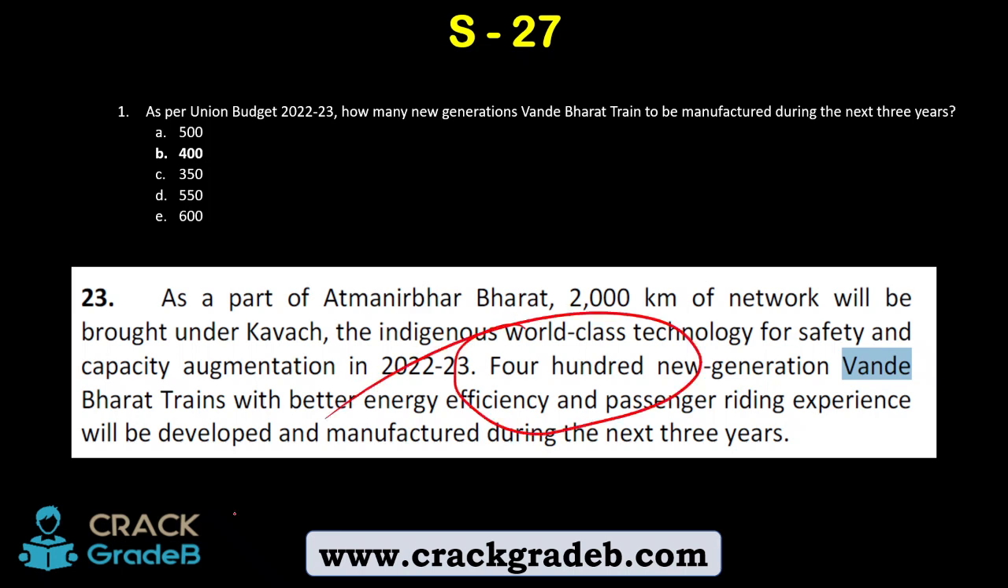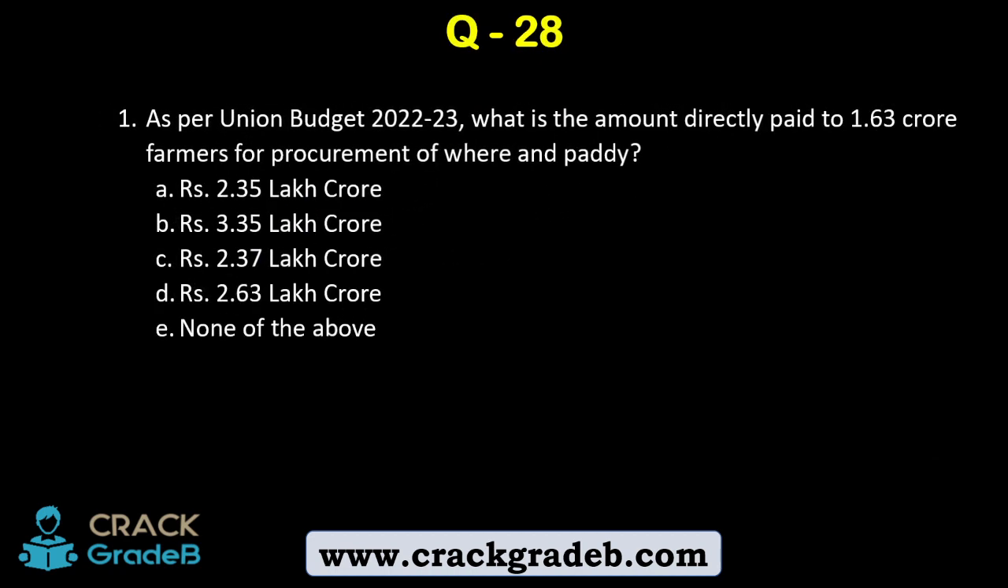400 new generation Vande Bharat Express. Let's move forward to the next one. As per the budget, what is the amount directly paid to 1.63 farmers for procurement of wheat and paddy? Wheat and paddy. This is very important for you, RBI and NABARD as well, because this is related to rural India.